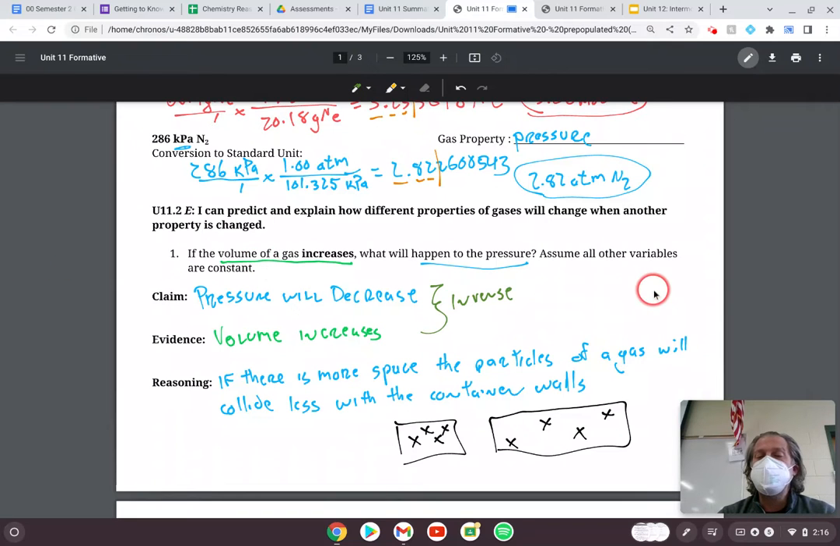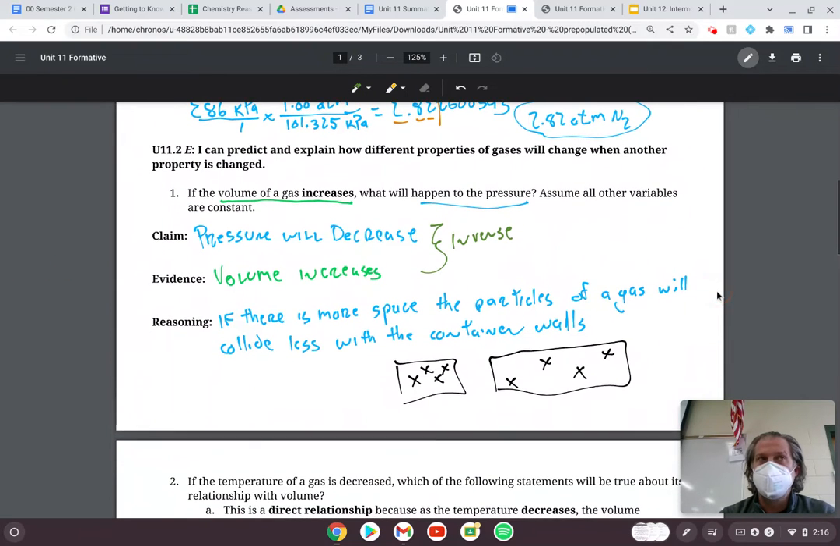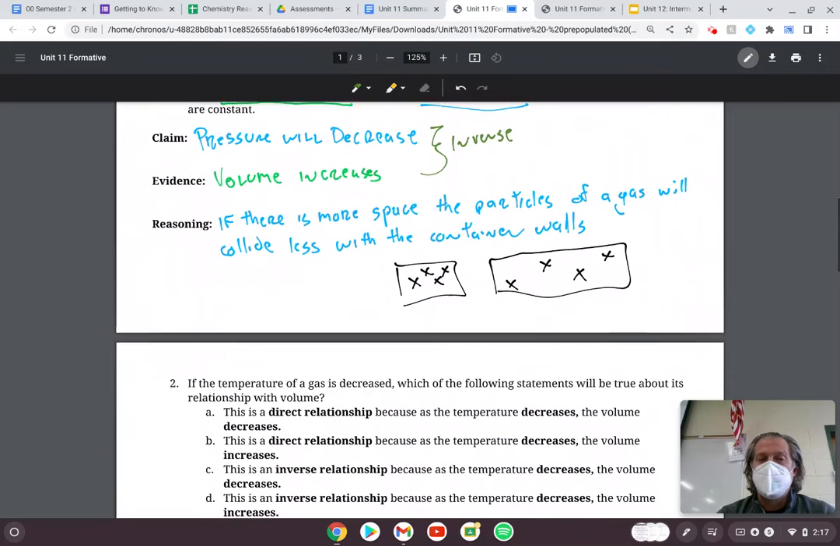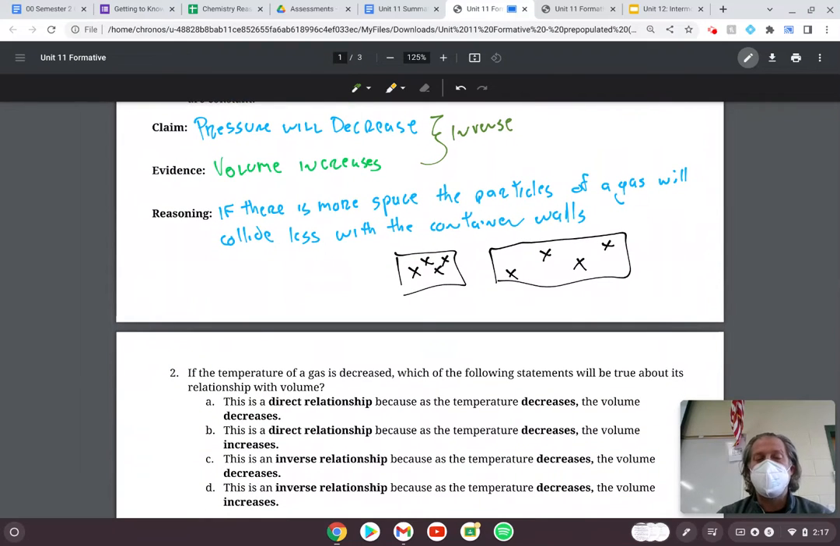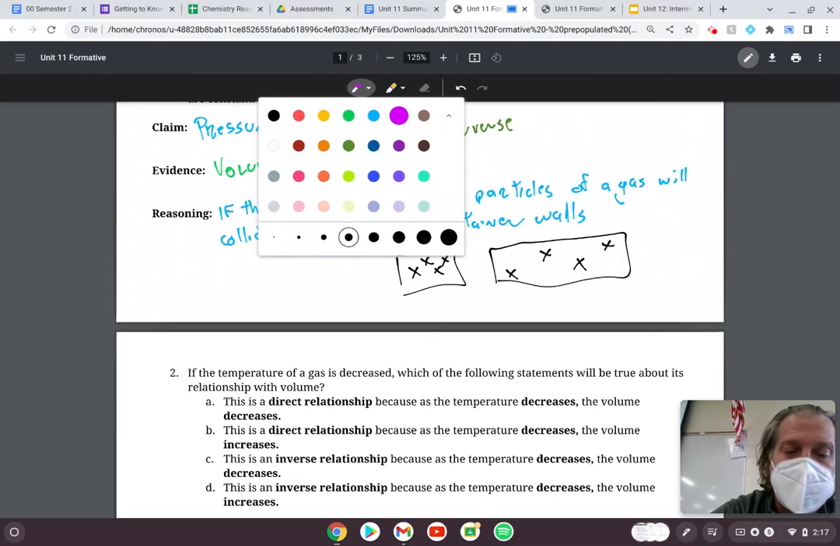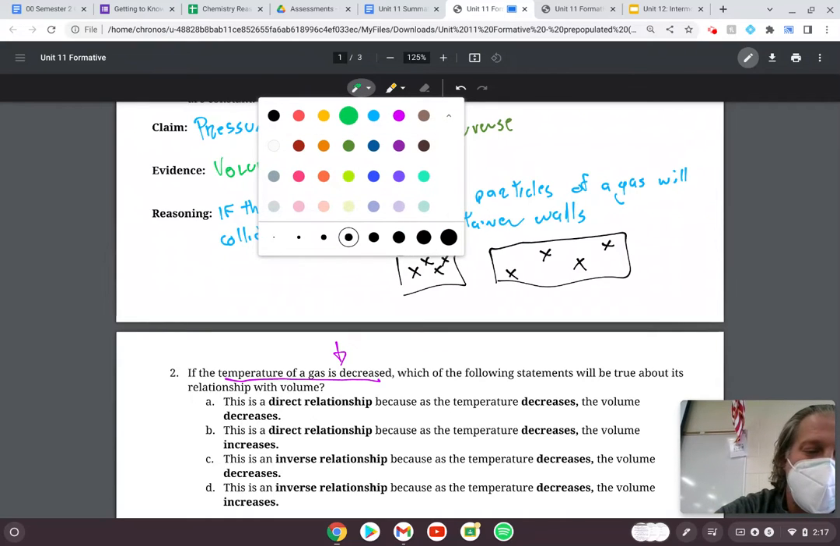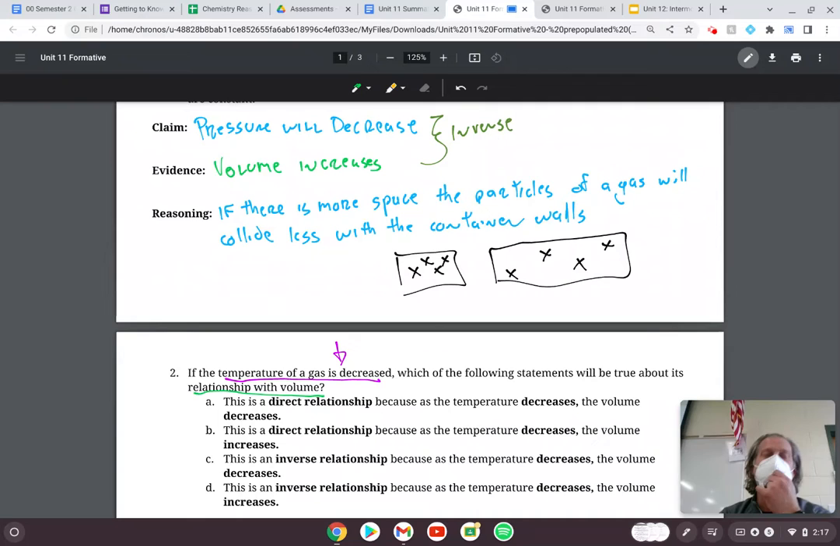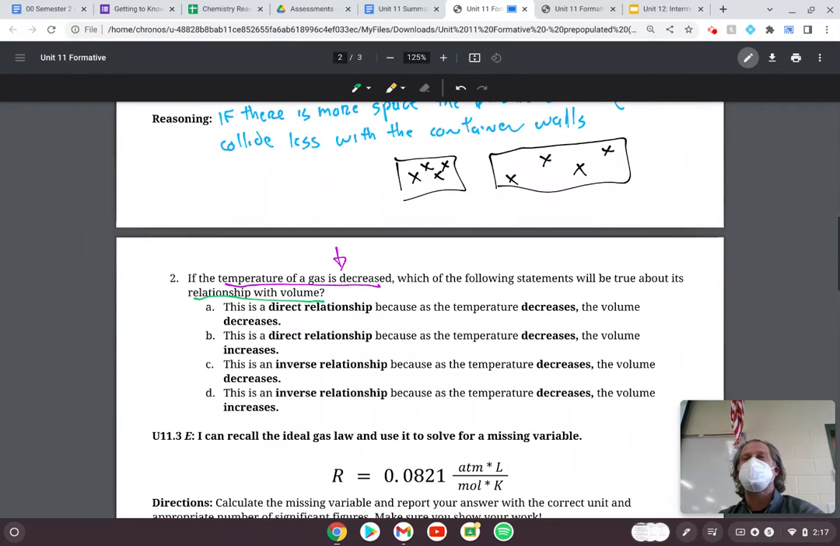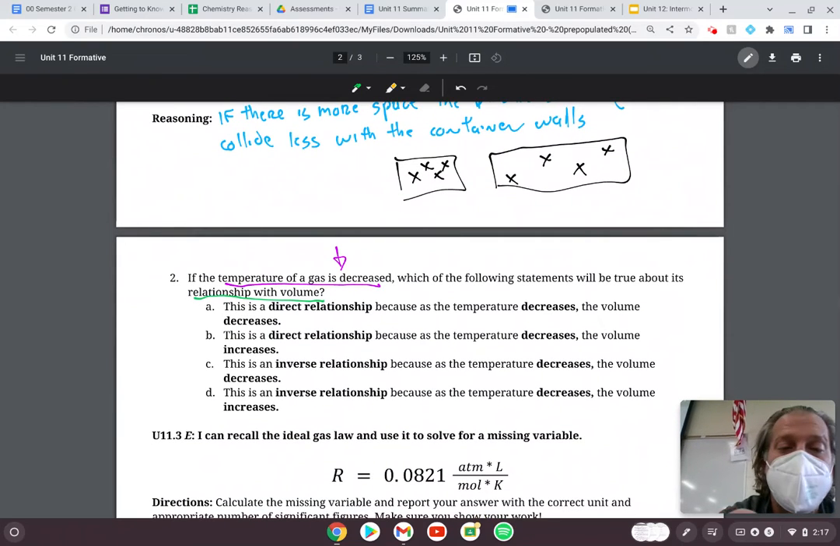In the next problem, you have: if the temperature of the gas is decreased. So we're looking at temperature here. If the temperature of the gas decreases, that is, it goes down, which of the following is true about the statement of volume? Okay. What we need to know is that when temperature decreases, the particles move slower. So when there's a decrease in temperature, particle movement decreases.